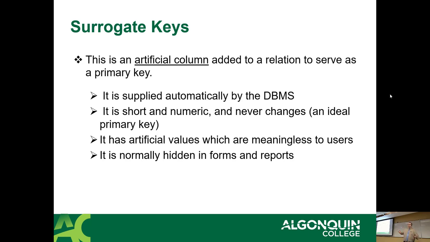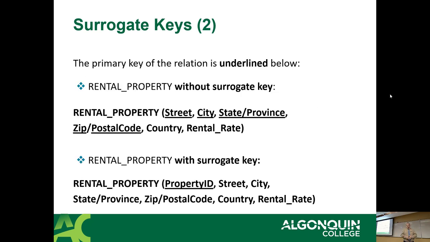So here's an example of a property. There's a relation called rental property, and it doesn't have a surrogate key. So that's the first example up top. I'll use this one for the example. To be able to uniquely identify this rental property, we have to have street, city, the state or province, and the postal code. And then country and rental rate are add-ons. So every time we want to find a rental property, we'd have to feed in an entire address.